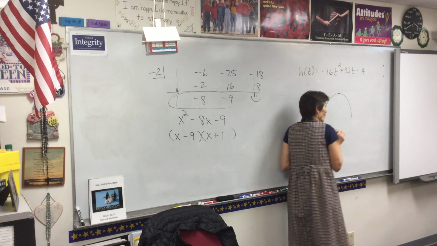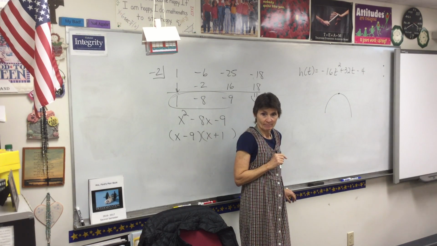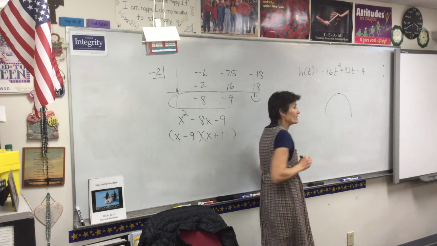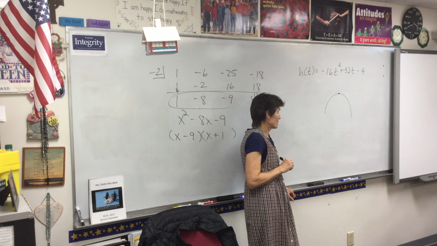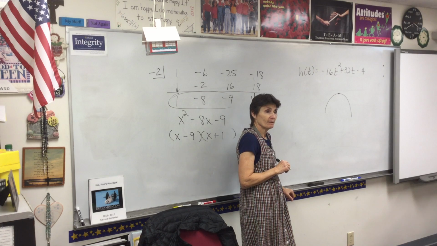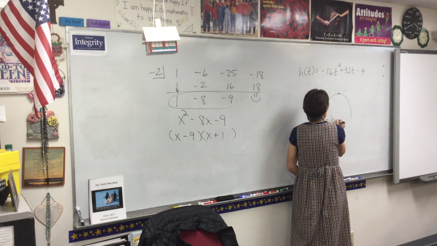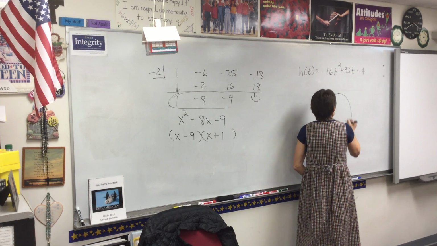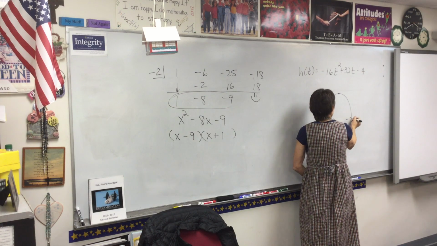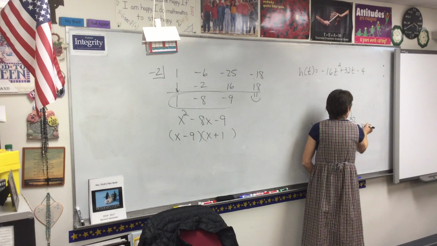Isn't this the point that represents the maximum of everything? That's the maximum, right? That's the highest point. That point is also called the vertex. And how do we find the vertex? Negative b over 2a. So x equals negative b over 2a, which in this problem would be negative 32 over negative 32, or 1.